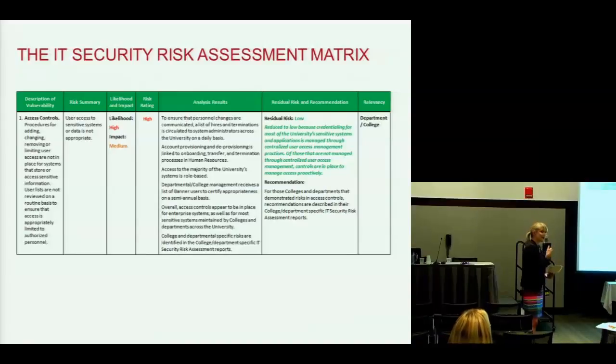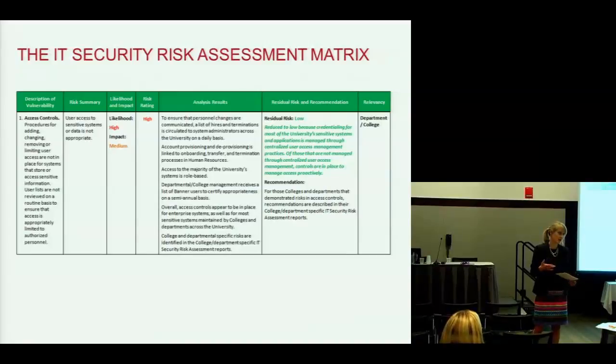For the recommendation, we had found that there were some colleges and departments who had specific systems and applications where they could be doing better with access controls. So those appeared in the individual college and department reports. Our intent wasn't to publicly shame all of the colleges and departments for the areas where they had gaps. So those really only went to the receiving unit. And then the relevancy column would either say common, meaning it's a university-wide risk area, or college and department specific.